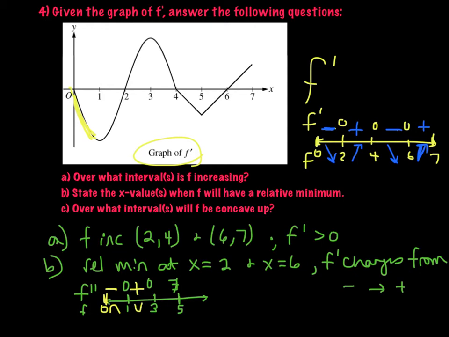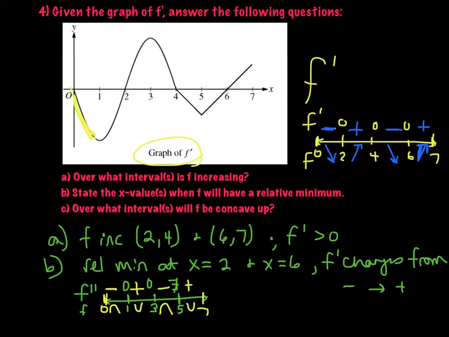Okay, between 3 and 5, what's happening? Well, the whole time between 3 and 5, the graph is going downhill, so that would be a negative, and so I'm going concave down. And then between 5 and 7, I would again say that I'm increasing, so positive, concave up.